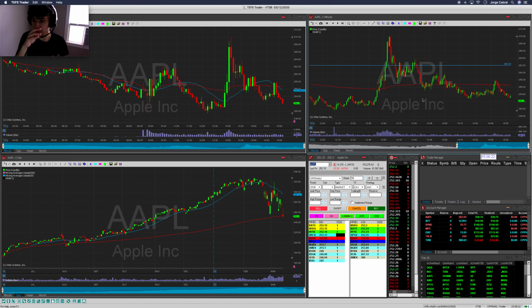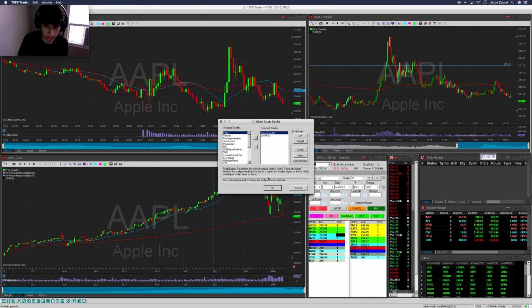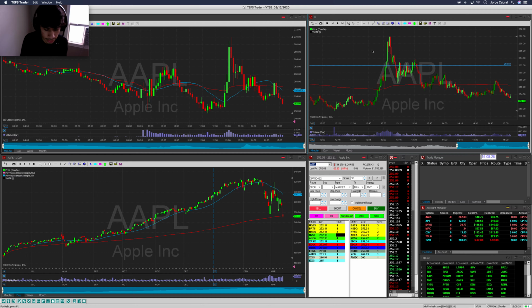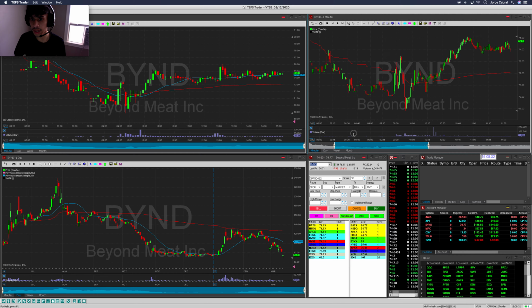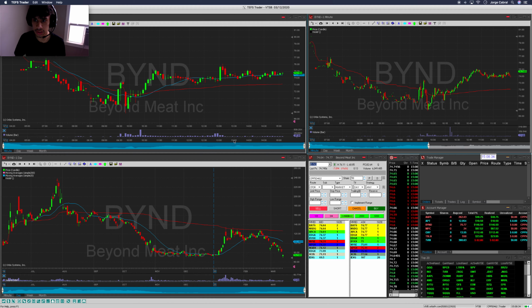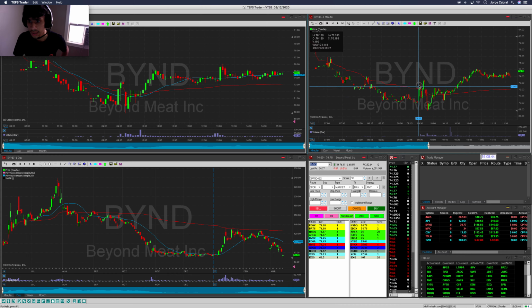So now we're going to skip APT since it's a small winner, and we're going to go straight to BYND, which was my best trade of the day. So now if we take a look at BYND, I had a morning trade on this. As you can see, another downtrend. We had resistance levels, some resistance levels above. Had a huge push up, and then had a gap down.